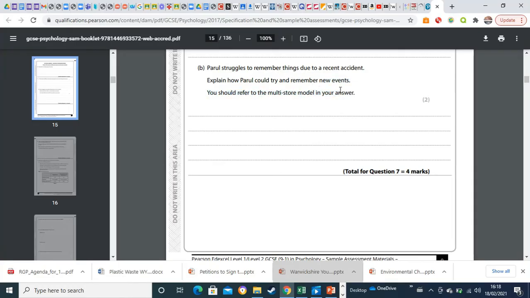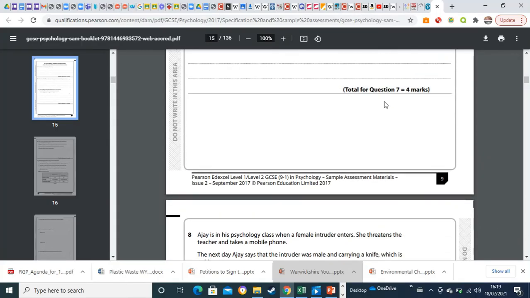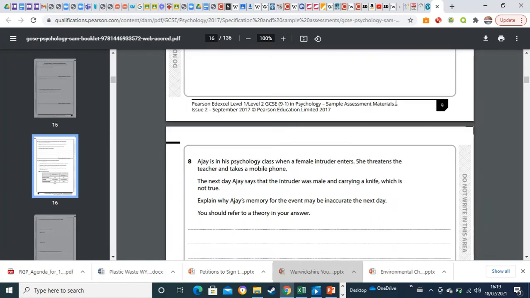Okay, so basically you've got to mention rehearsal. That's all it is. The way things move into long-term memory is rehearsal. So you could suggest that if Paul encounters a new event, once it enters short-term memory, he should try and keep rehearsing it, which could include testing himself until it enters long-term memory. And this might include the help of others.